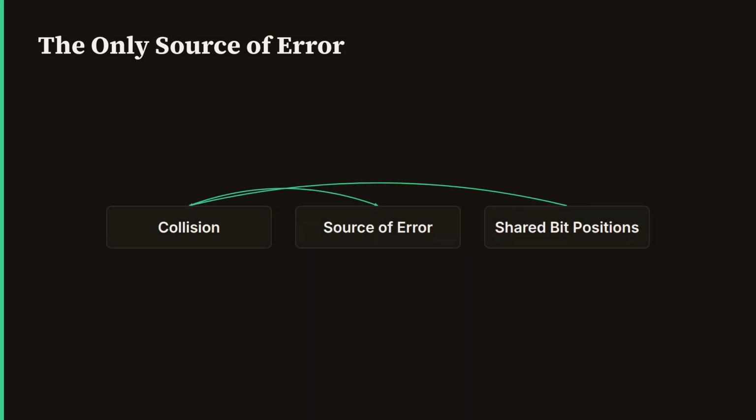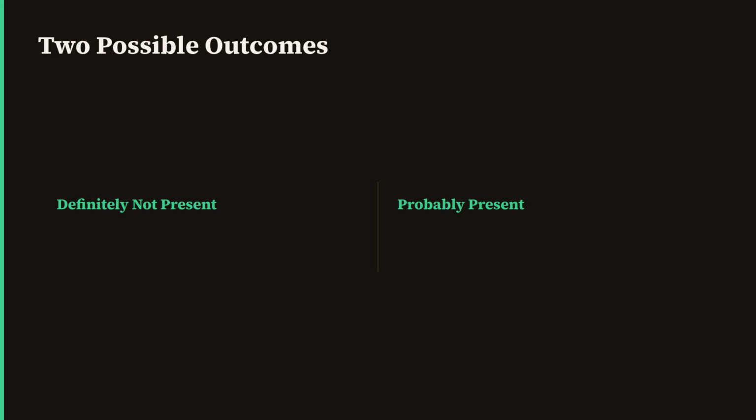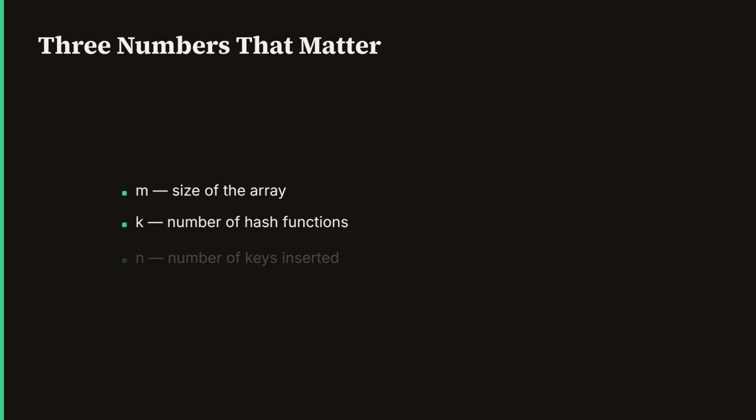positions across keys. So the mechanism gives you exactly 2 outcomes. Definitely not present, which is always correct, and probably present, which is correct most of the time and wrong in a way you can quantify. What decides how often that maybe is actually a lie comes down to just 3 numbers: how big you make m, how many hash functions k you run, and how many keys you have actually inserted.